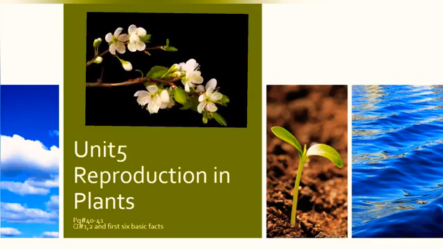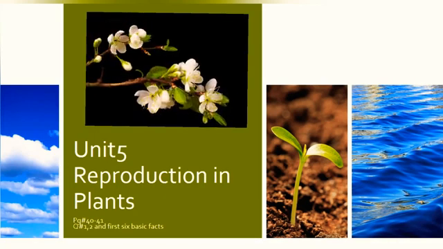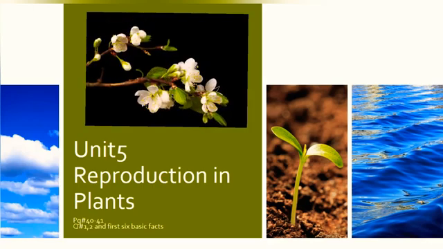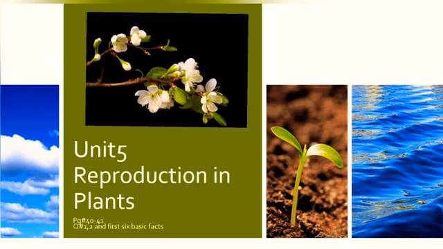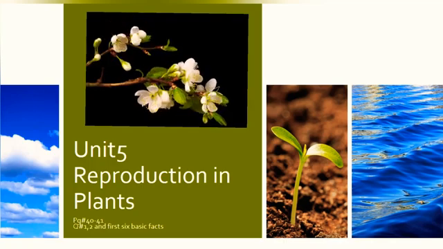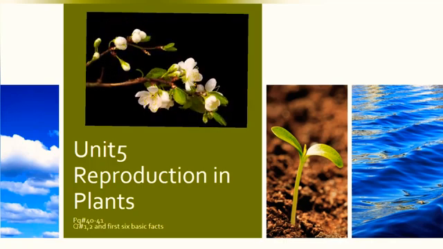Today we are starting unit number 5, reproduction in plants, from your science book, Oxford Secondary Science 2. Today we will read pages 40 and 41 and we will do questions number 1 and 2, and you have to learn the first 6 basic facts which are on page number 42. Okay?